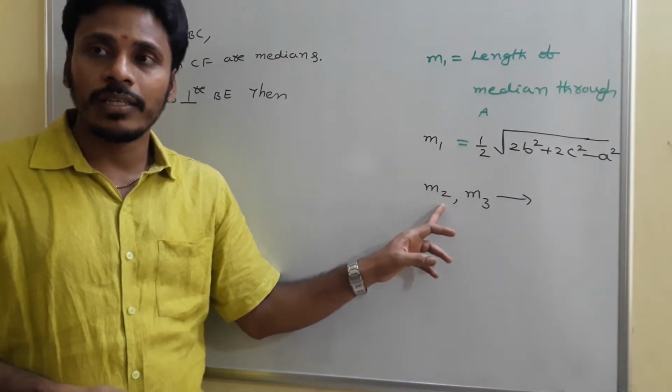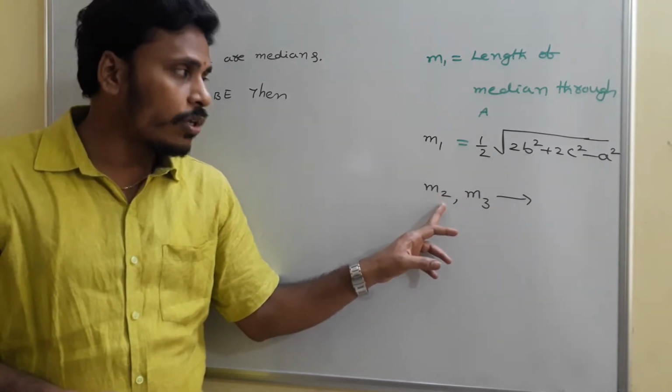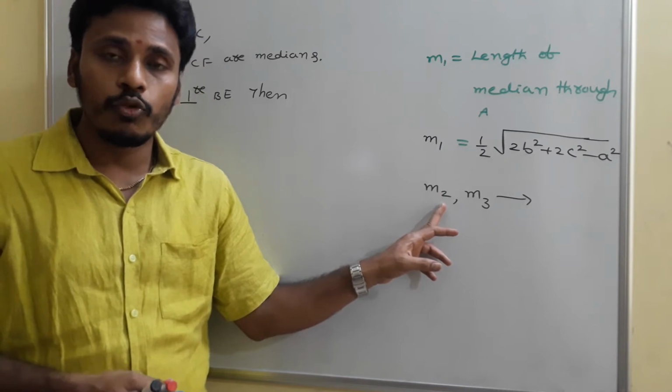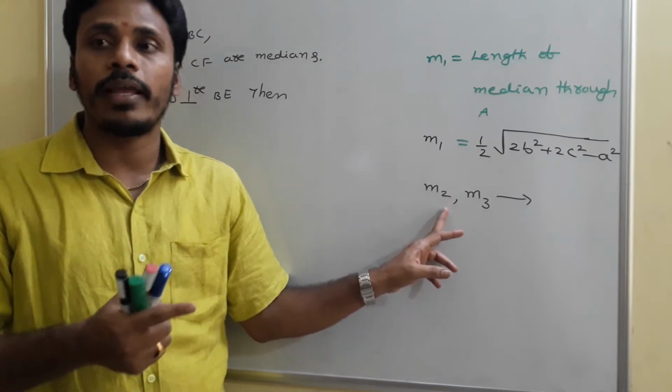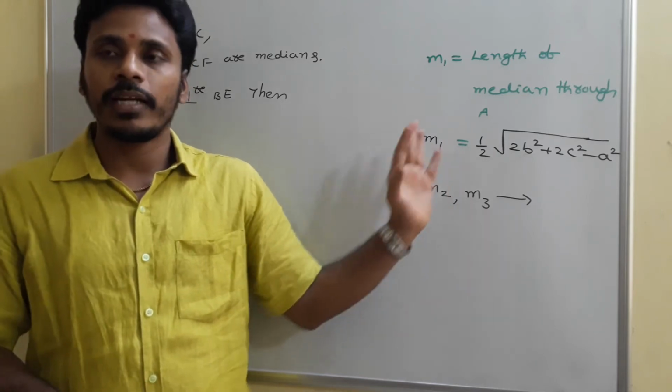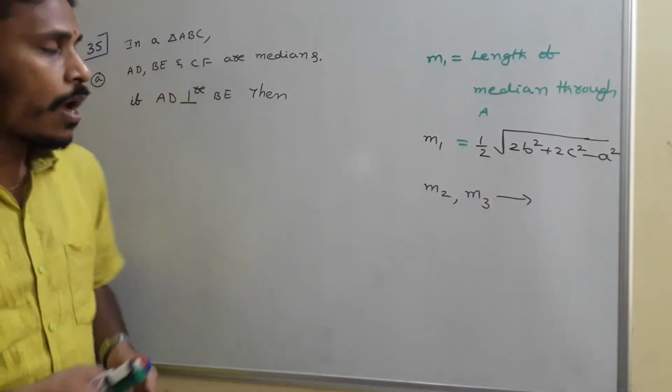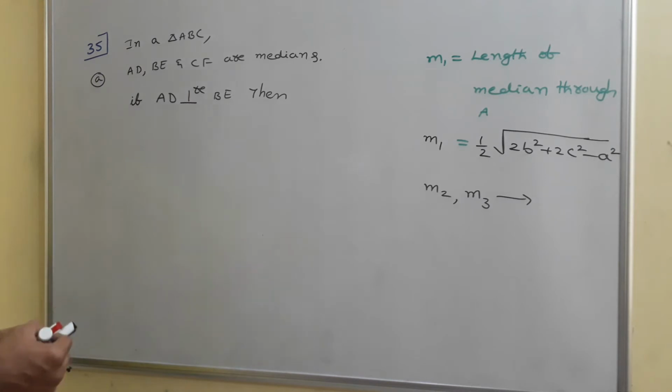Suppose you are thinking about m2, then m2 is half root of, since it is m2, right? So it is half root of 2a square plus 2c square minus b square. Similarly m3. That's the part we did in the last class. And now here in this class, I have a problem.